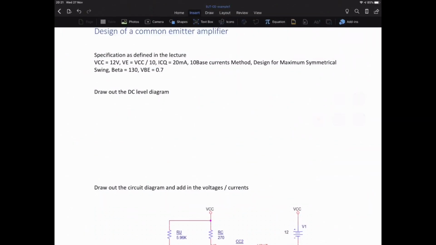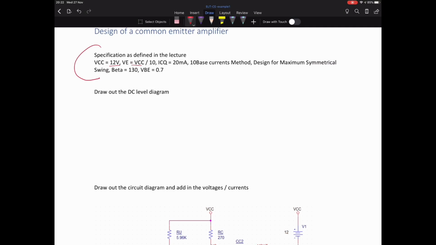Okay, this recording is based upon a specification for a common emitter amplifier. We designed this in the last class, last Friday. So, what I'm going to try and do is roll you through the design process. We arrived at this specification in the class. We wanted some different numbers.